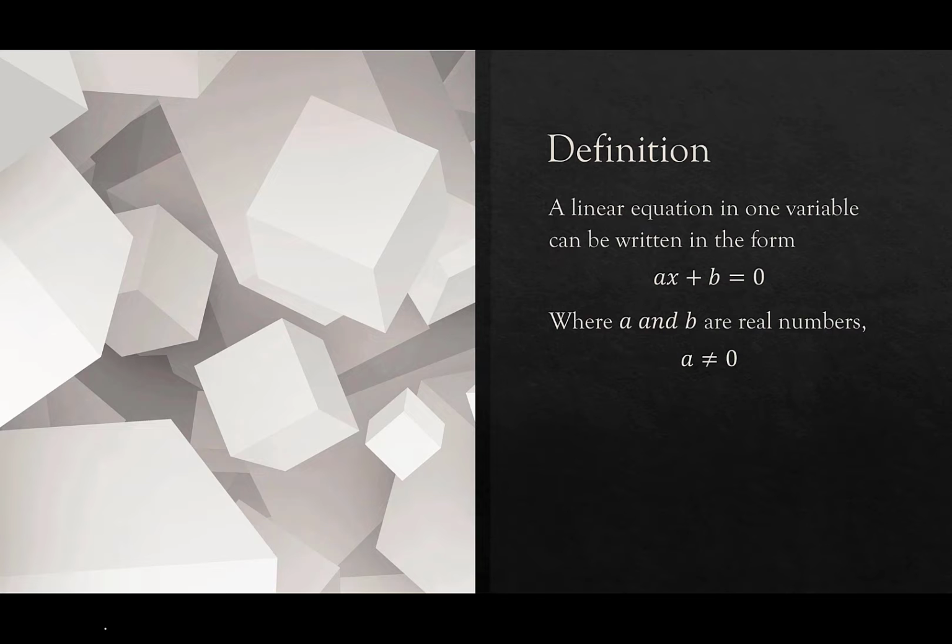Our variable doesn't have to be x, we can use y, s, t, whatever letter we want, but what we're looking for here is that the power of our variable is only 1. What I want to emphasize here is the phrase "can be written in the form." Just because something doesn't look like ax plus b equals 0 doesn't mean that it's not a linear equation. So today we're going to go through a ton of examples and I'm going to show you a lot of different ways that linear equations can be written.